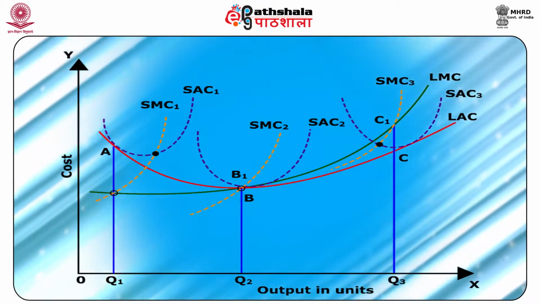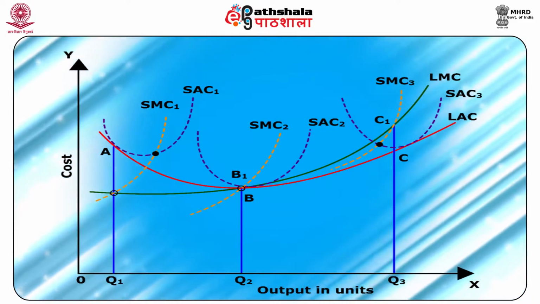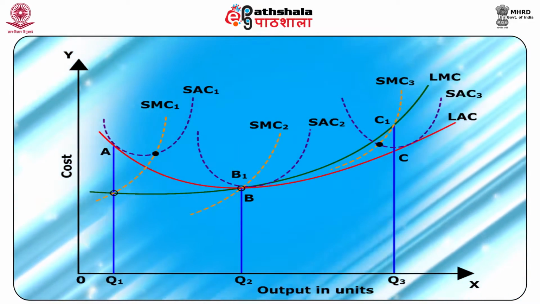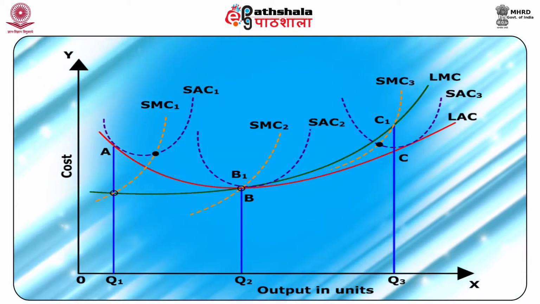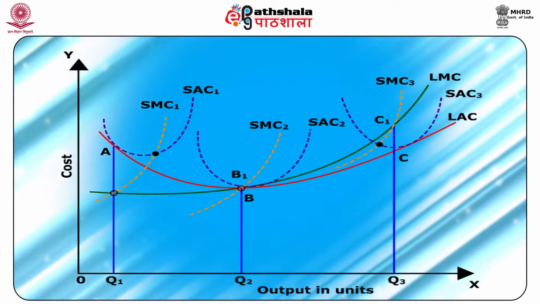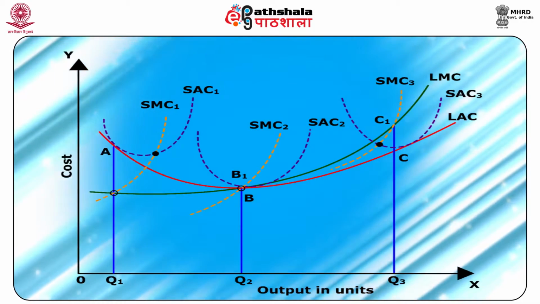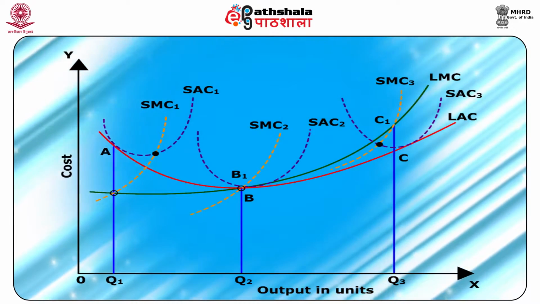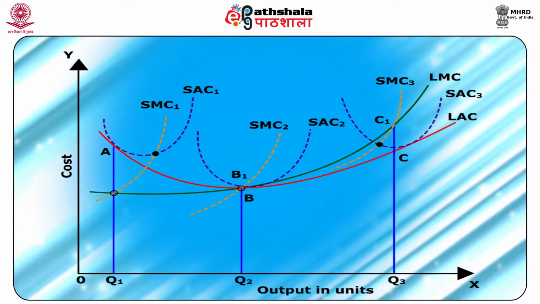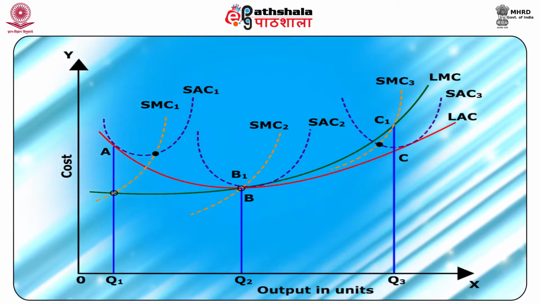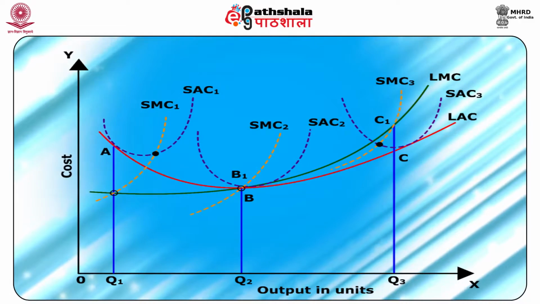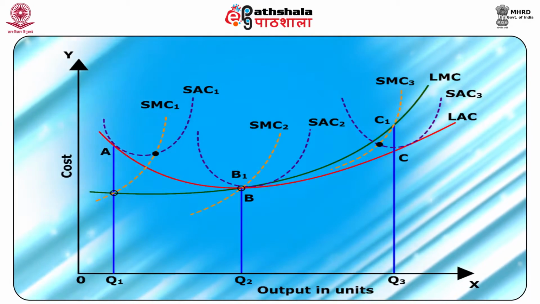If the firm wants to produce Q1 level of output, it will operate at point A, the point of tangency of LAC and SAC1. From this point, a vertical line is drawn which intersects the SMC1 at point A1. A1 will show one point on the LMC curve because for the output level Q1, LAC is tangent to SAC1. Then LMC must be equal to SMC1.